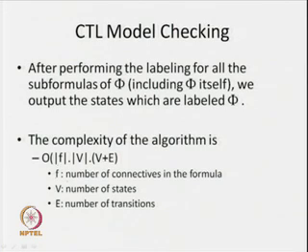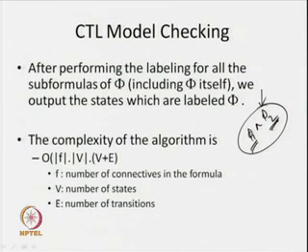Here f is the number of connectives in the formula, that is, the number of subformulas that we have. For example, if I say phi 1 and phi 2, I have to call this algorithm two times, because first I have to look for phi 1, then for phi 2. We must know the labeling of these two, and only then can I go for the conjunction of these two. That is why it is the number of connectives, or the length of the formula.